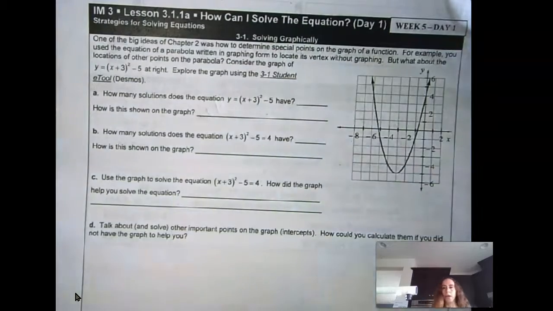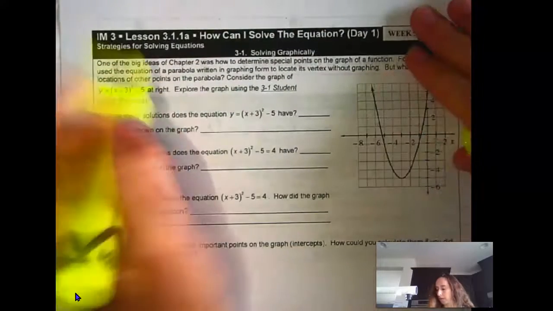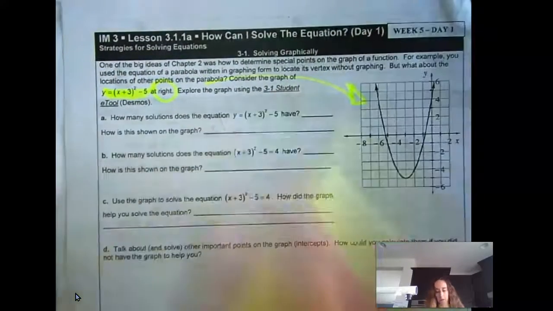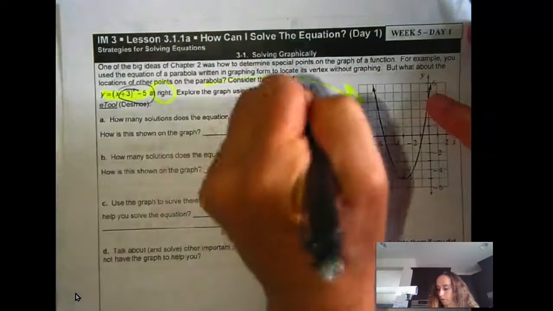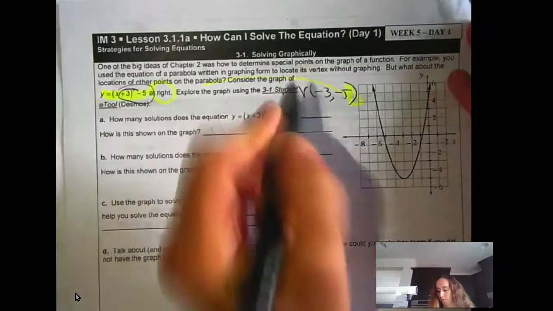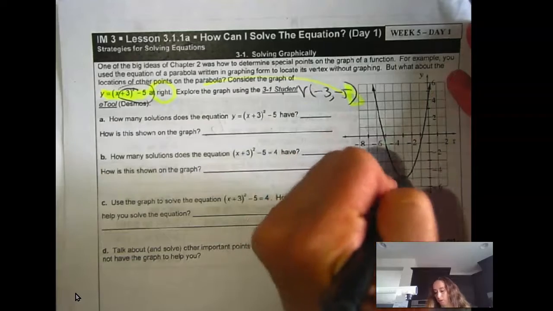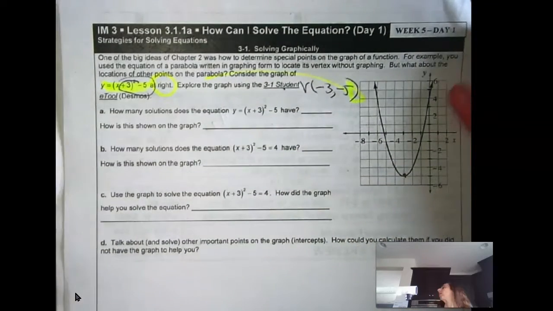So it looks like right here, they're saying the graph is at the right. But I don't know if you're noticing this. Here, the vertex is -3, -5. Oh, actually it is -3, -5. So they did graph it correctly, okay?